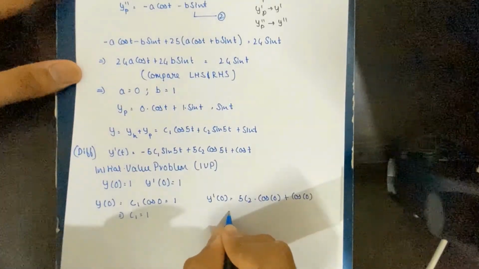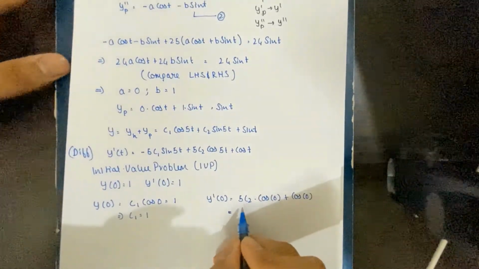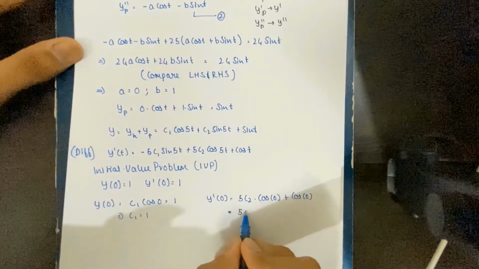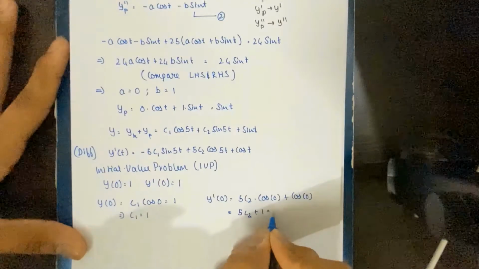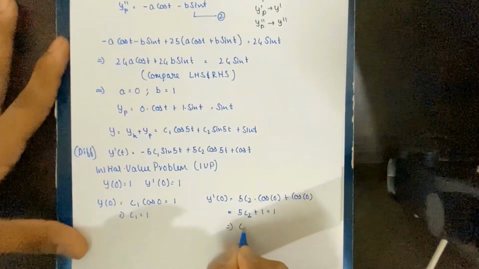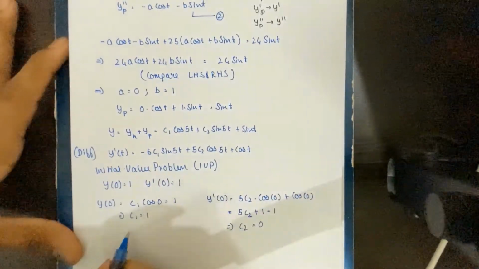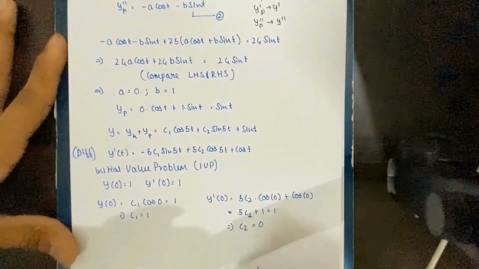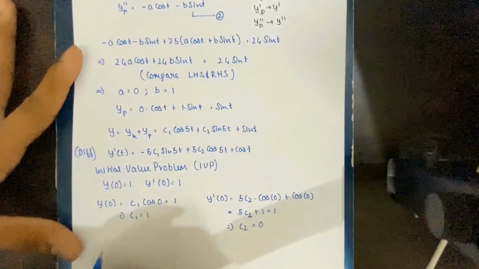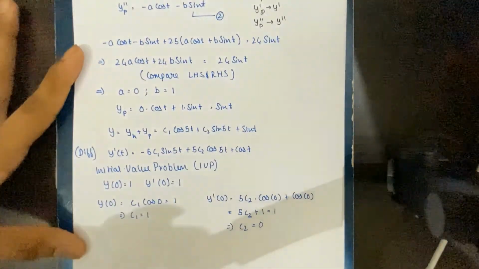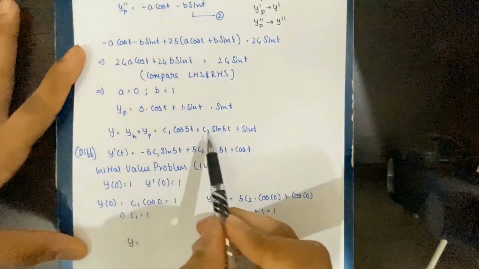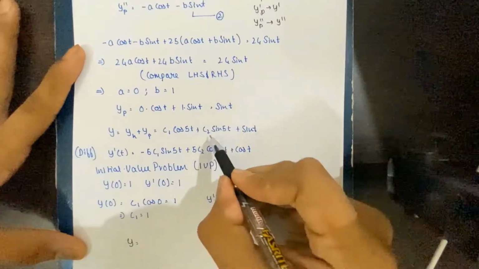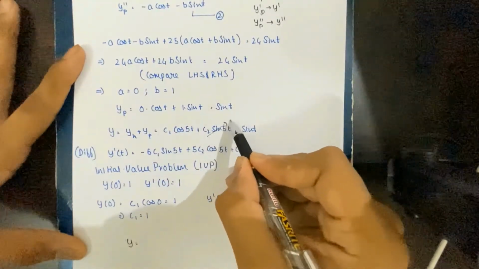So that 5c2 cos 0 is 5c2, plus 1 equals 1. So c2 equals 0. So we have c1 equals 1 and c2 equals 0. So finally we have y equals, c2 is 0, so this entire term turns out to be 0.